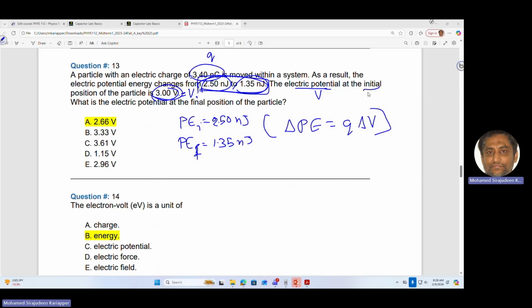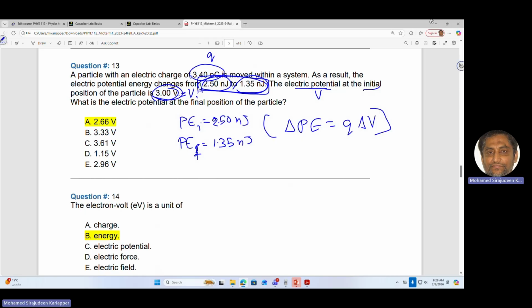What do you mean by delta potential energy? It means potential energy final minus potential energy initial. These are given, and Q is given. Delta V means V final minus V initial. V final is not given, V initial is given. The question is to find the V final. So there is only one unknown in this equation.